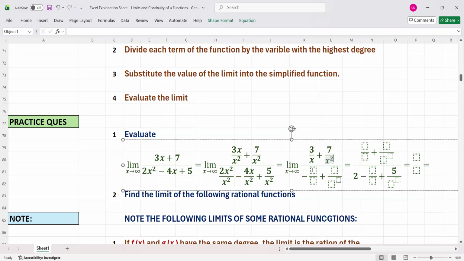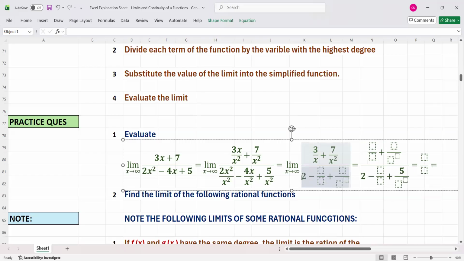And then when we come to the denominator, the first number is 2x squared divided by x squared. So it should be left with the value 2 because the x squared will cancel the x squared. And here, we are going to be left with 4 divided by x. And then we have 5 divided by x squared.